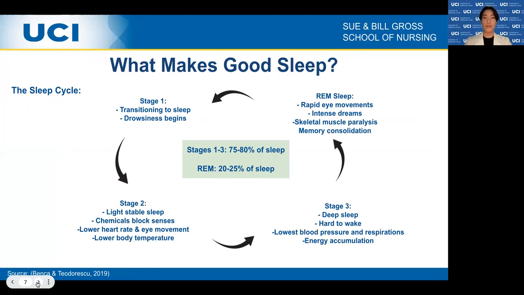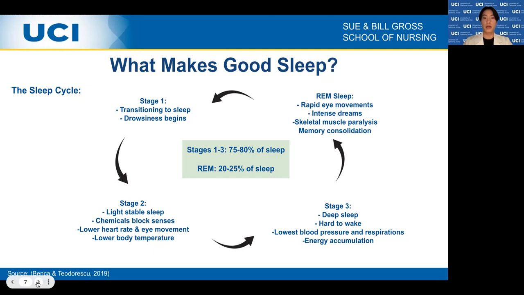Thank you, Riley. Now I'm going to talk about the sleep cycle. So the sleep cycle consists of 4 parts: stages 1 through 3, and REM sleep. Stages 1 through 3 make up 75 to 80% of sleep, while REM makes up 20 to 25% of sleep. In stage 1, this is the transition to sleep, and it's when drowsiness ends.